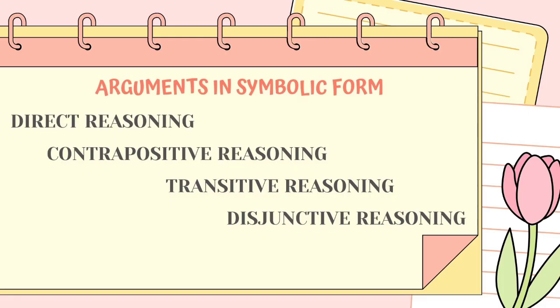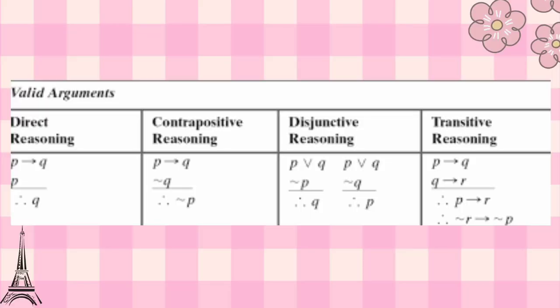There are 4 standard forms in valid arguments: direct reasoning, contrapositive reasoning, transitive reasoning, and disjunctive reasoning. Valid arguments in symbolic form: direct reasoning, P implies Q, P therefore Q. Contrapositive reasoning, P implies Q, not Q, therefore not P. Disjunctive reasoning, P or Q, not P, therefore Q. Transitive reasoning, P implies Q, Q implies R, therefore P implies R, or therefore, not R implies not P.